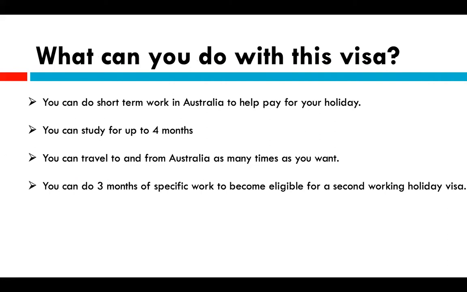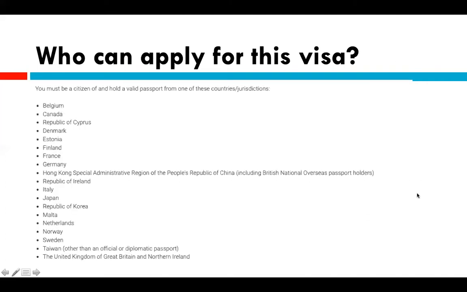What can you do with this visa? These are a few examples of what you can do with this visa. You can do short-term work in Australia to help pay for your holiday. You can study for up to 4 months. You can travel to and from Australia as many times as you want. And you can do 3 months of specific work to become eligible for a second working holiday visa.